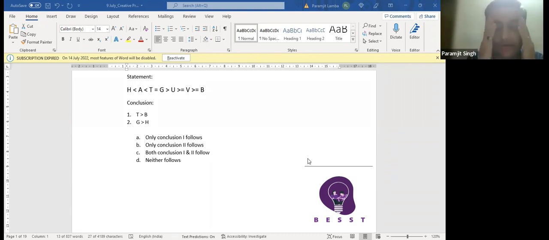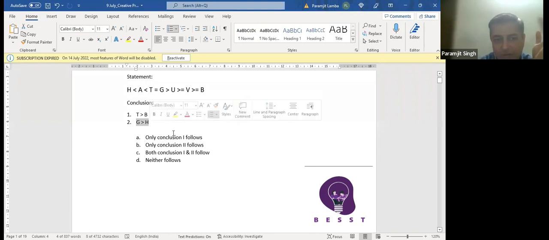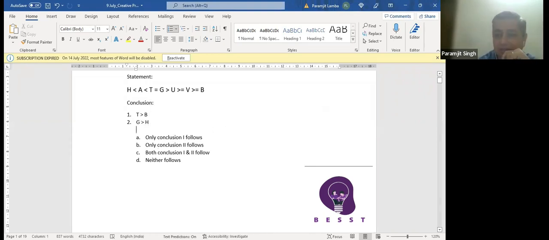First question is on the screen. The statement is H A T G U V. The conclusion from this statement is T is greater than B, G is greater than H. What you need to decide, which of the following A, B, C, D are correct? Is only one true, or is only the second true, or are both true, or are both false? Aditi, Devansh, Karthik have given C as their answer. Shreya, what do you think is the correct answer?